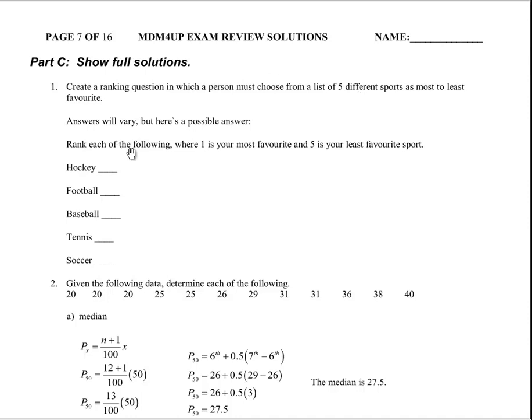The question could be: rank each of the following, where 1 is your most favorite and 5 is your least favorite. You have to have something like this to tell when they assign a number, what's most important, what's least. And so I chose hockey, football, baseball, tennis, soccer. So there's my 5 choices here, and there's a place to write the 1, 2, 3, 4, 5 in whatever order the person chooses.